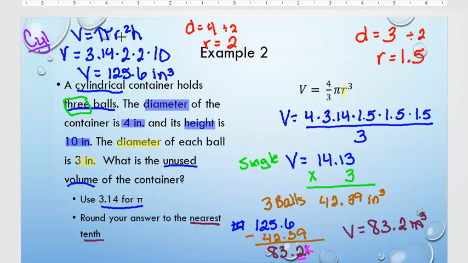So I found the volume of the cylinder. I found the volume of a single ball, multiplied it by 3 for the 3 balls. Then I subtract the cylinder minus the volume the balls are taking up to find my unused volume.